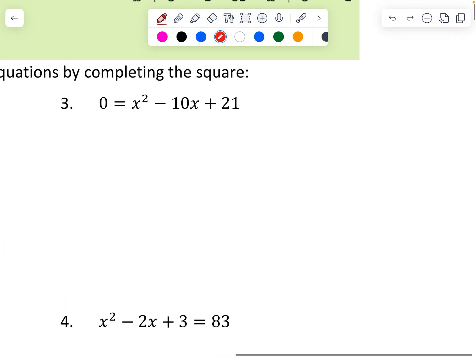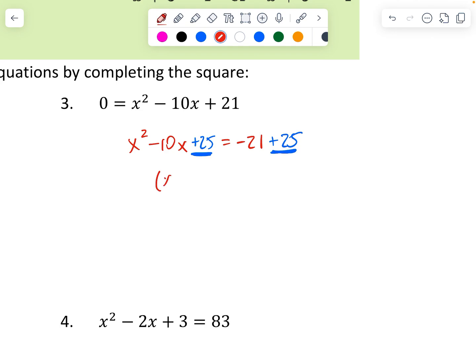Next one, I like to move the 21 over to the other side. Now take negative 10 divided by 2 and square it. So you're adding 25. And notice that we're always going to be adding something. It's because we're squaring it. Anytime you square something, it's a positive. And then here we're going to get x minus 5 squared is equal to 4. X minus 5 is plus or minus the square root of 4, which is 2. So x is equal to 7 and x is equal to 3.